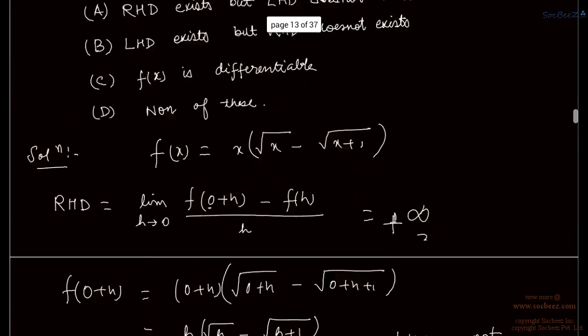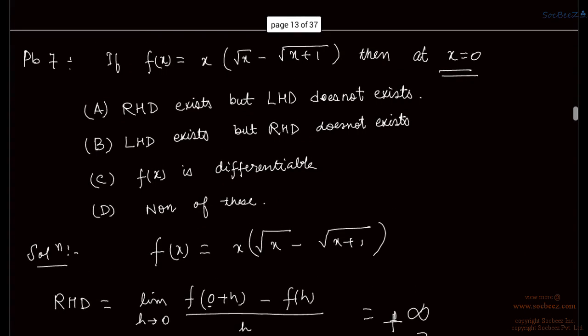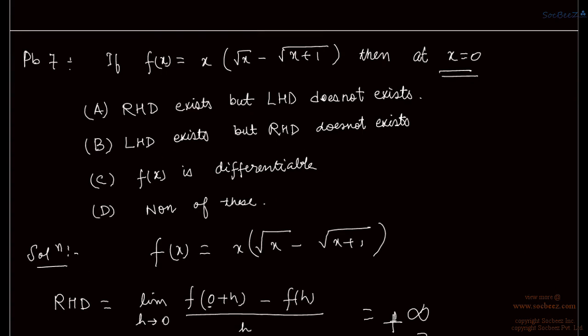So at x is equal to 0, the function is not differentiable. So RHD exists, but LHD does not exist. LHD exists, but RHD does not exist. This option is incorrect. Why? Because LHD is not defined, right? So LHD does not exist.